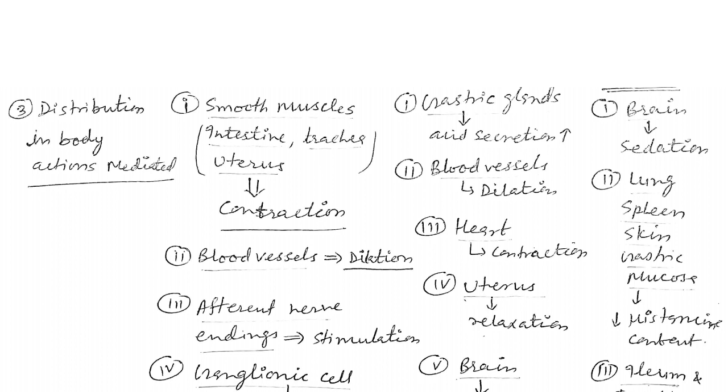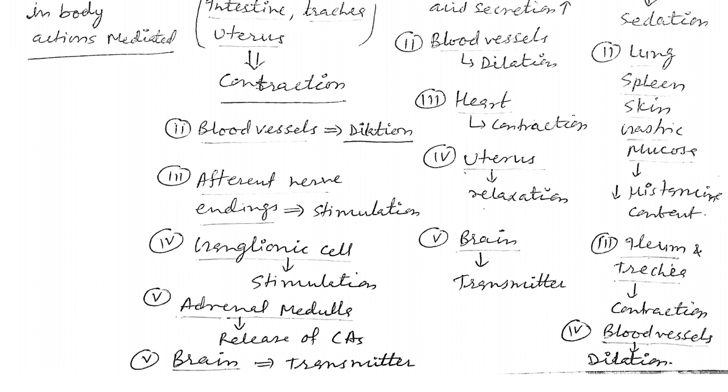H1 receptors are also present in the blood vessels. So histamine binds with the H1 receptors in our blood vessels and exerts dilation. Dilation means our blood vessels will get dilated, so blood pressure will get relaxed. BP will be lower because of the relaxation of blood vessels, especially the arteries.